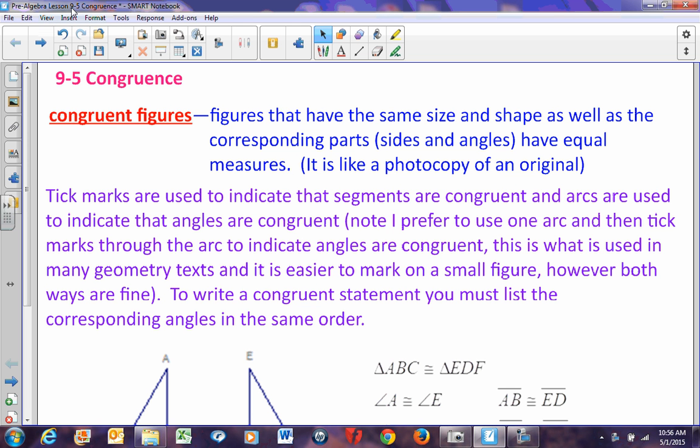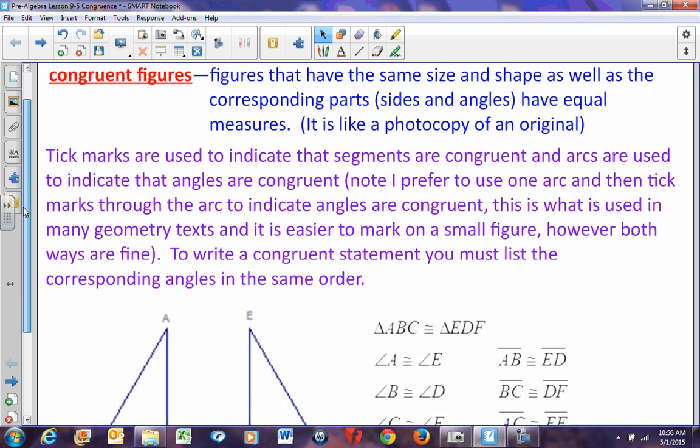Same size, same shape. Tick marks are used to indicate that segments are congruent, and arcs are used to indicate that angles are congruent. Remember, I've used these before, the same number of slashes to a side. I prefer to use one arc and then tick marks to an arc to indicate angles are congruent. This is what's used in many geometry texts, and it's easier to use on a smaller figure. However, both ways are fine, and I'll explain what that means in just a minute.